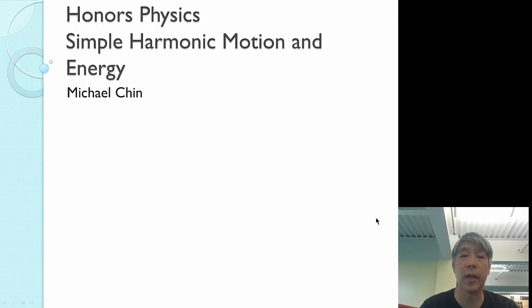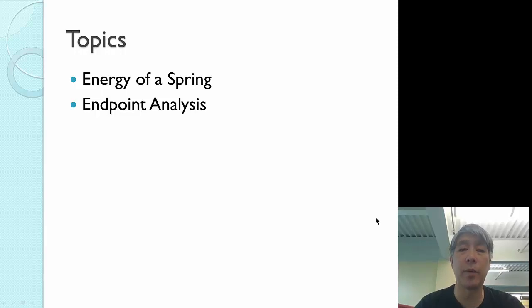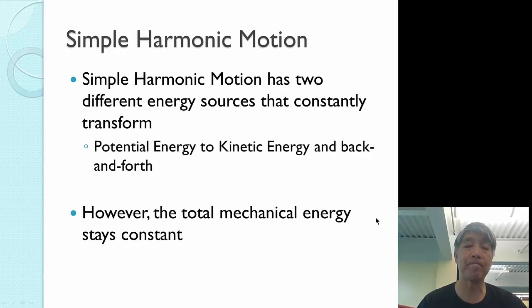This lesson begins to look at simple harmonic motion and the various energies associated with simple harmonic motion. In particular, we're going to be looking at the energy of a spring, but the analysis extends into pendulums as well. The difference being springs having elastic potential energy and pendulums having gravitational potential energy. And then we're going to end with what I call endpoint analysis because there are special points in the motion of a spring or a pendulum that are important to look at.